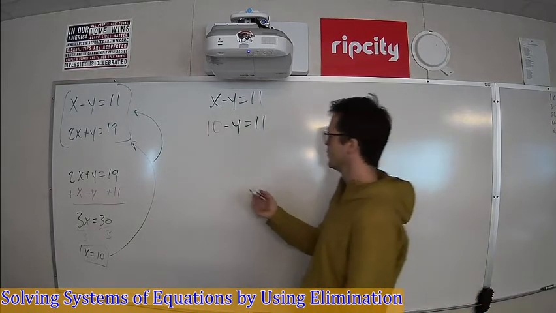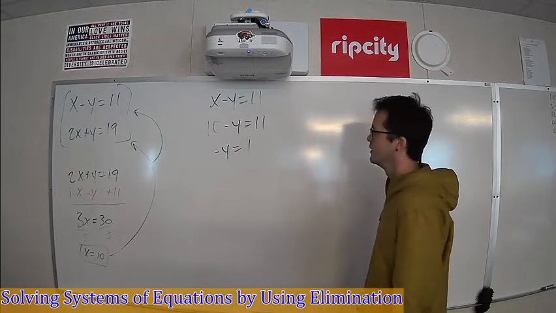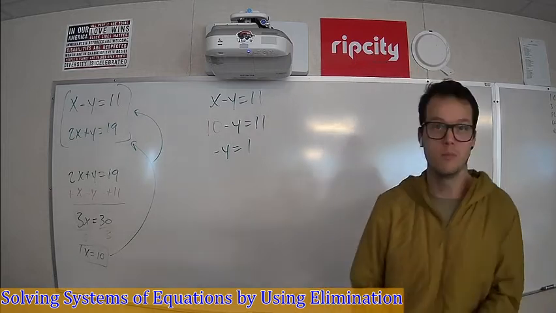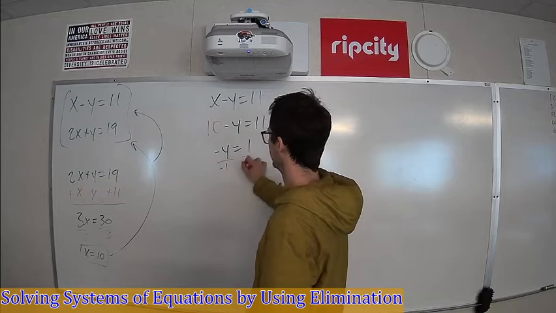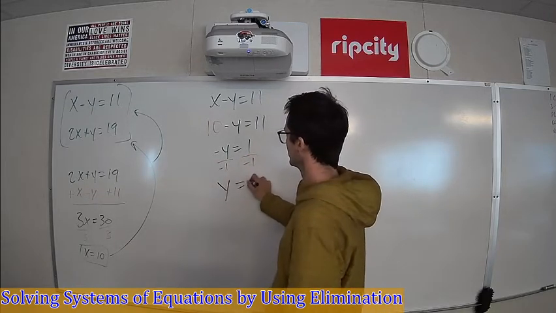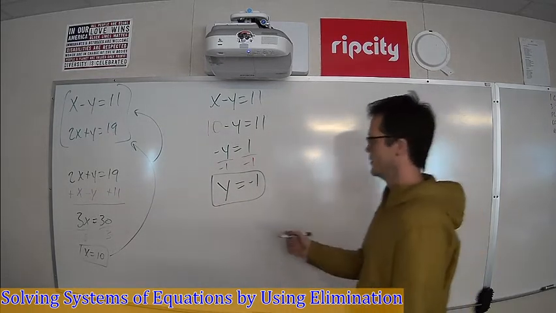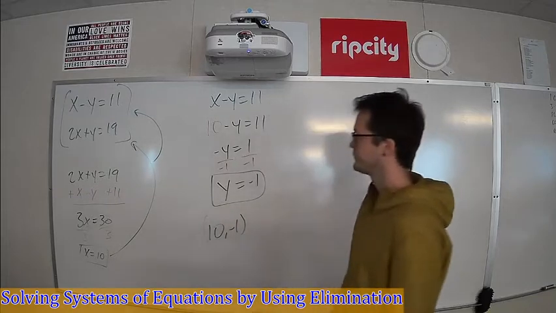I'm going to subtract 10 from both sides. Negative y equals 1. Kind of gross. I don't want to know what negative y equals. I want to know what y equals. So I'm going to divide this by negative 1, divide this by negative 1, and learn that y equals negative 1. So our solution to this system is 10 comma negative 1.